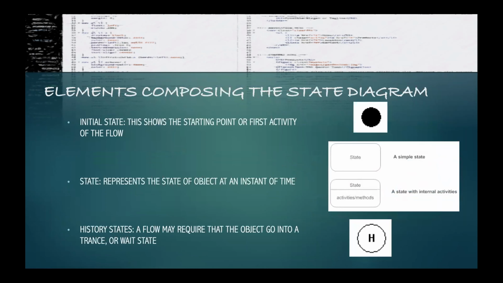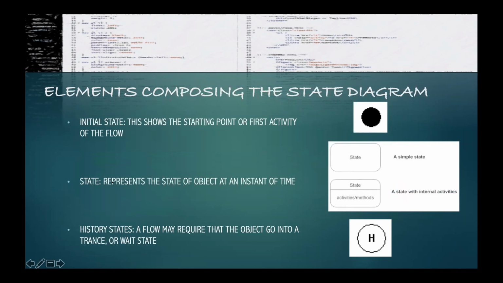What are the elements that compose the state diagrams? The first one is the initial state. This shows the starting point or first activity in the flow, denoted by a solid circle. This is also called a pseudo state, where the state has no variables describing it and no activities.